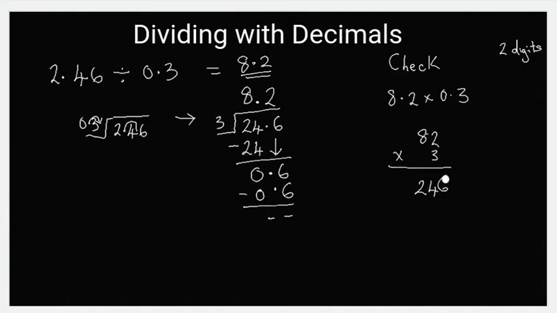So you count from the right backwards. 1, 2. So this is where your decimal point should be. And you see this right here is the same thing as the dividend right here. Okay, so this shows you that 2.46 divided by 0.3 is actually 8.2. So when you move the decimal point the same number of times in the divisor and the dividend, you'll get the same quotient. Okay? All right, let's see if we can have one more example.